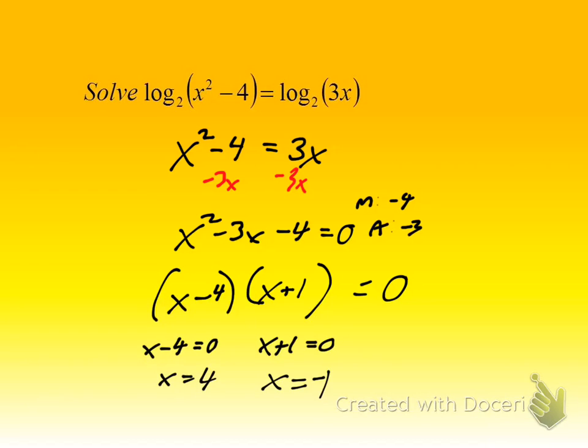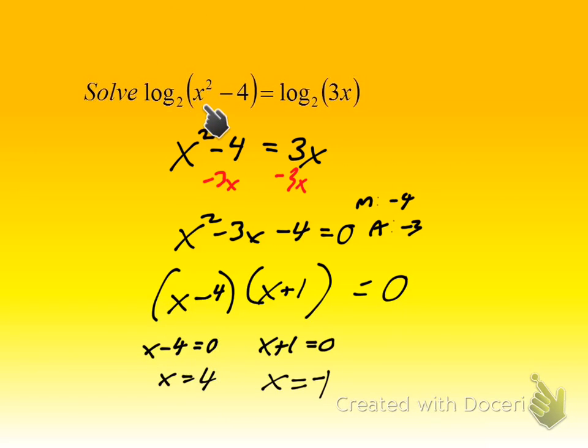All right? Everybody good? Okay, still got to check these, so don't forget about that. So check them individually, right? 4 goes in for both x's one time. Negative 1 goes in for both x's one time. So let's plug in 4 first.